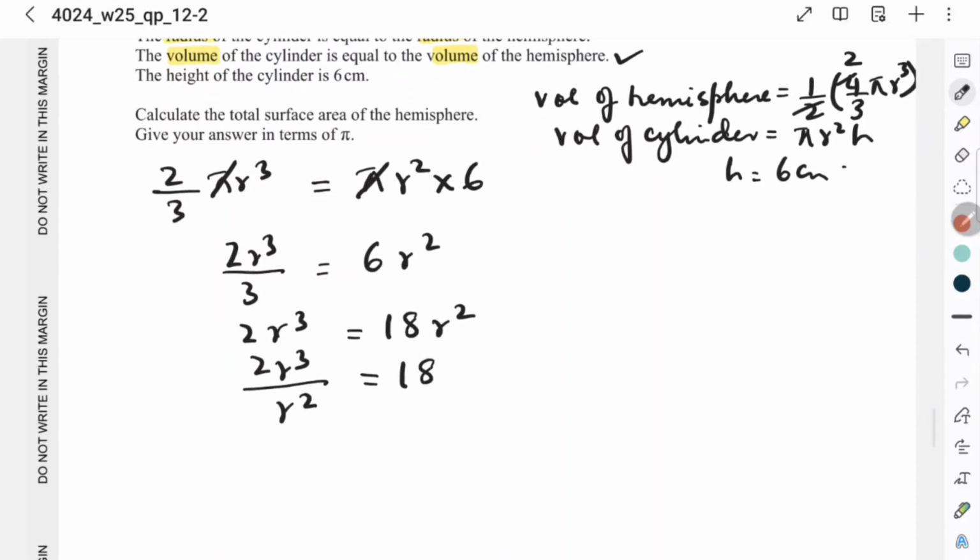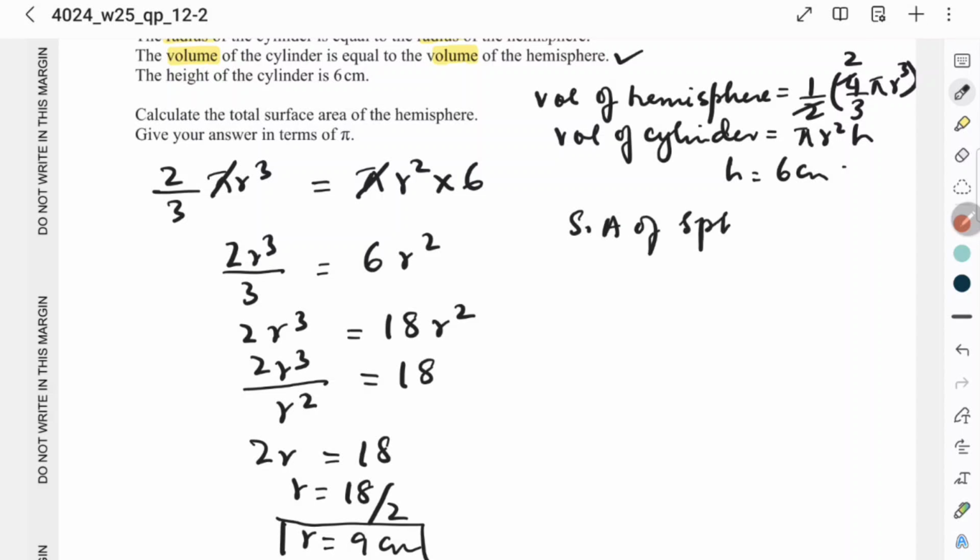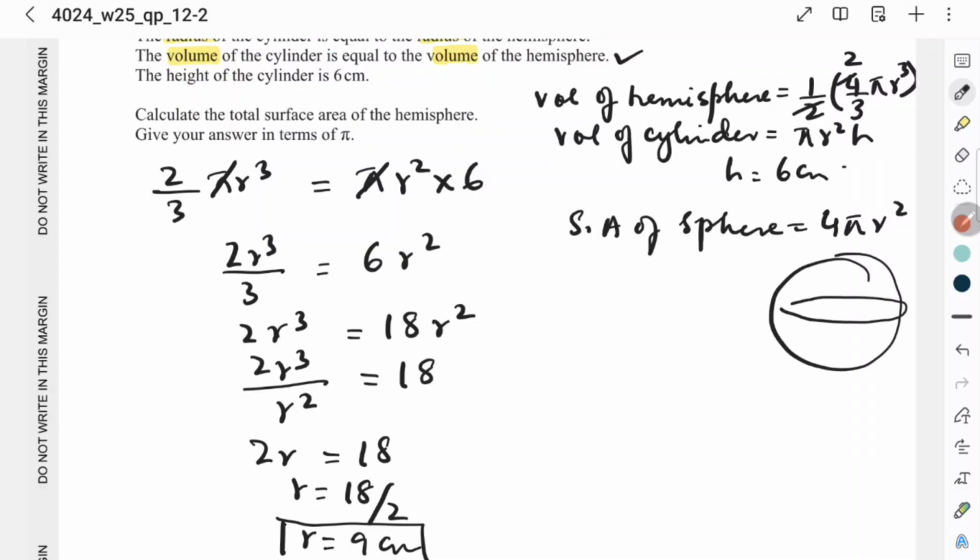And you know that when the same base is there, we can subtract the powers. R cube minus r square is only r. 2r is equal to 18, and r is equal to 18 over 2, which is equal to 9 centimeters. Now we can find the hemisphere's total surface area. So the surface area of the sphere is equal to 4 pi r square. For the hemisphere, only this part is 2 pi r square. If you cut it, that is 2 pi r square.